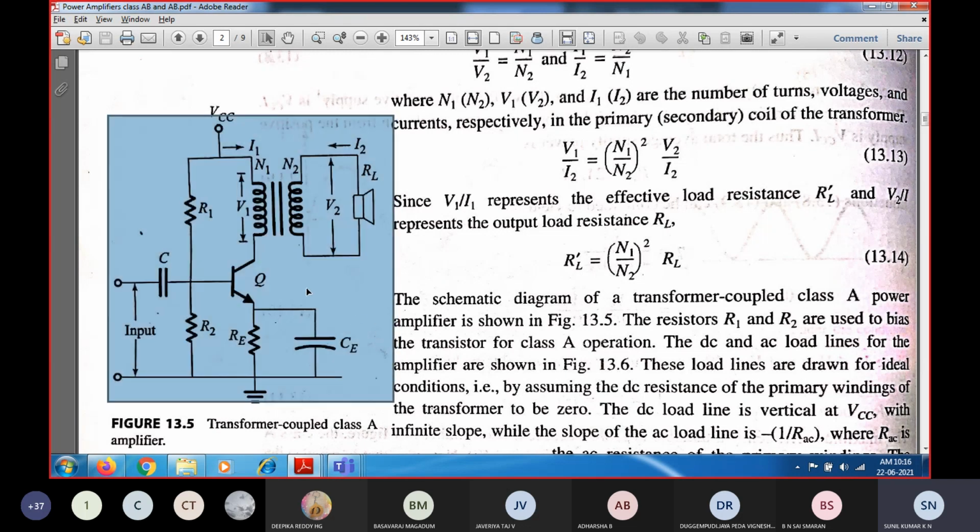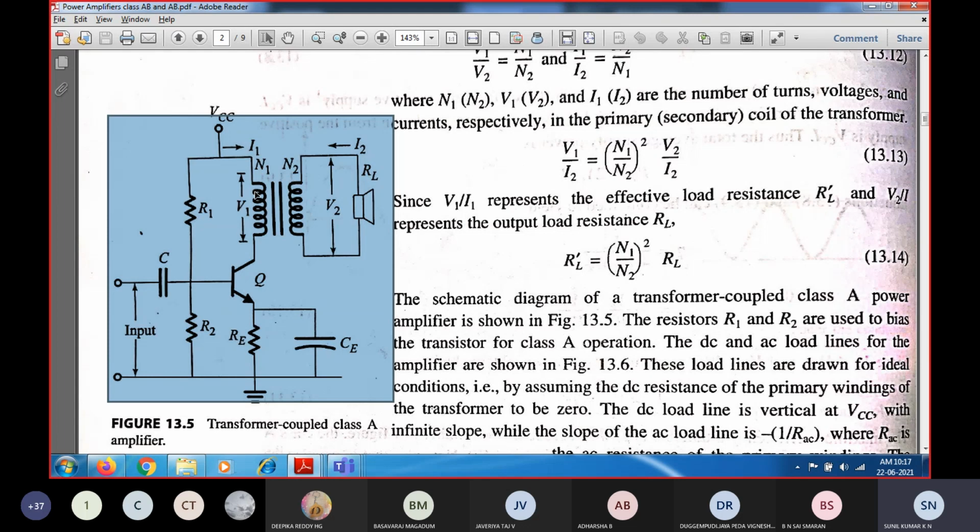In this case, what will happen? The same RC coupled amplifier is there, and in place of the collector resistance, in order to increase the maximum power conversion efficiency, we need to match the impedance between the output resistance and the actual load resistance. If you match this, then the power conversion efficiency will increase. For that purpose, we remove the collector resistance and employ a transformer, which has a primary winding across the circuit and a secondary winding across the load.